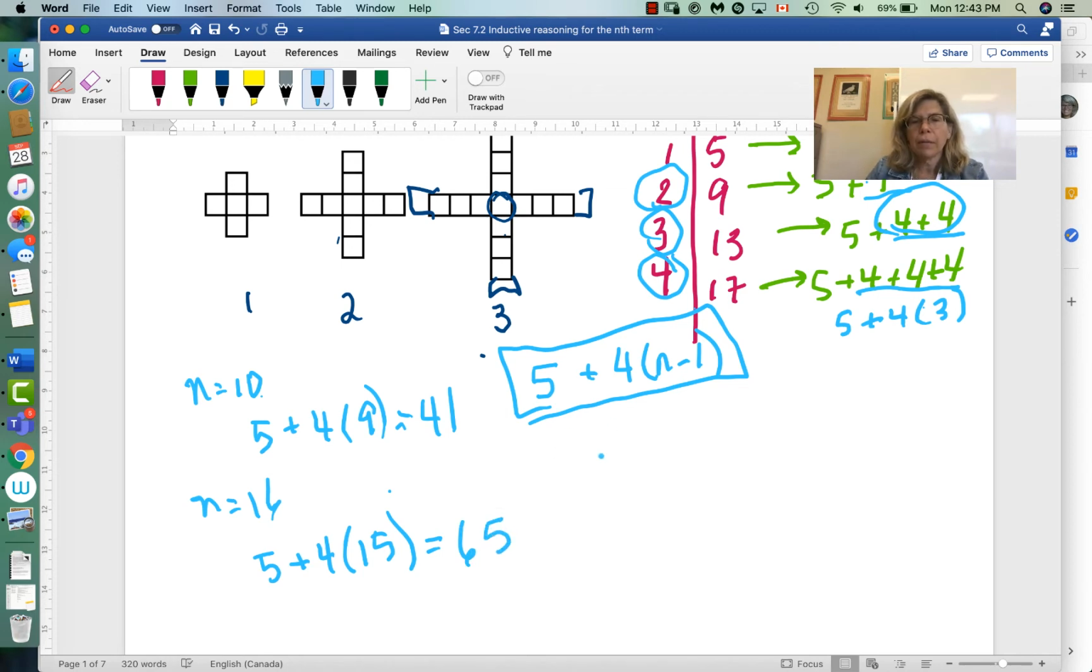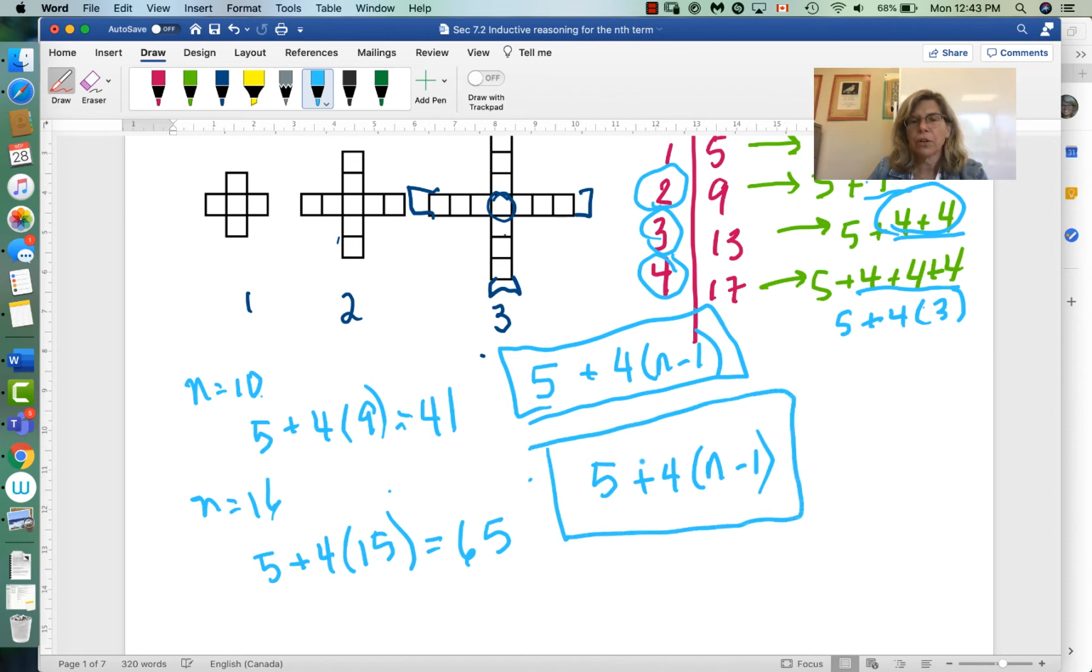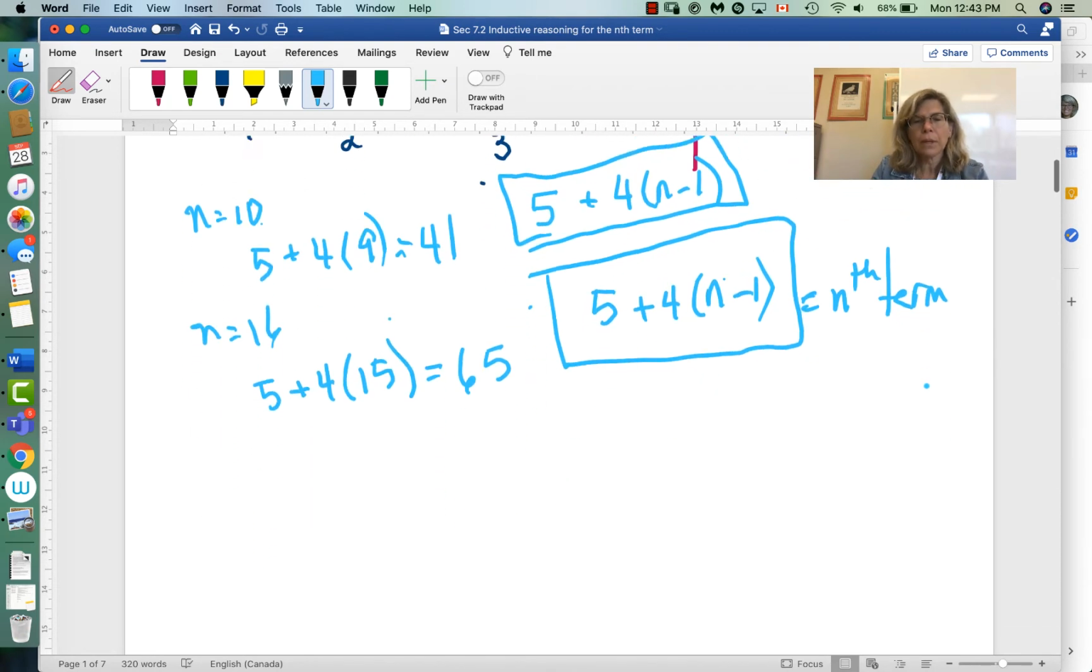So there you have it. I'll write this again: 5 plus 4 times one less than your n. And that's your equation for the nth term. Okay, let's go on to the next one.